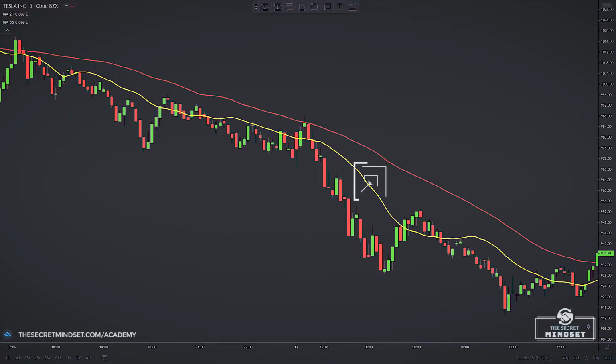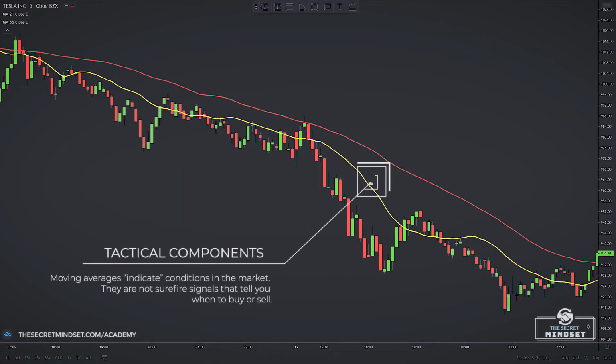Remember that moving averages indicate conditions in the market. They are not surefire signals that will tell you when to buy or sell. We will use them as a tactical component within our trading method. The main goal behind using a shorter period moving average with a longer one is simple. We are looking for both perspectives in making a more informed decision.